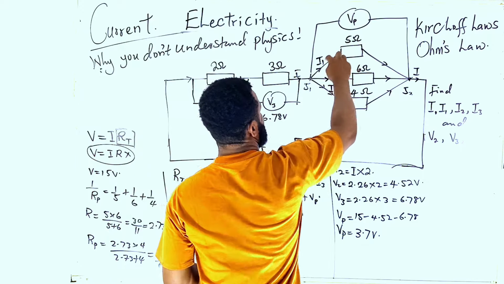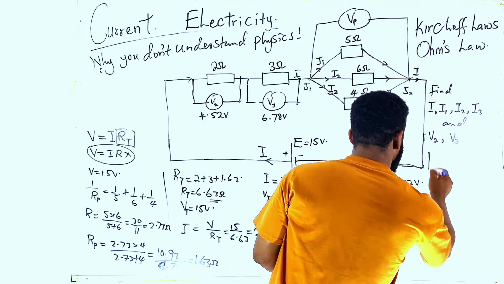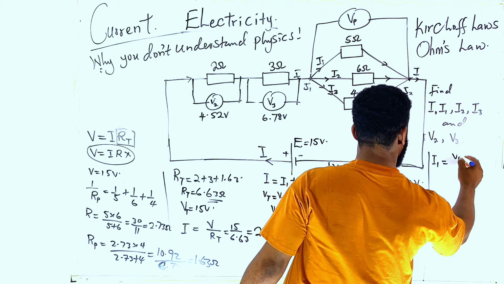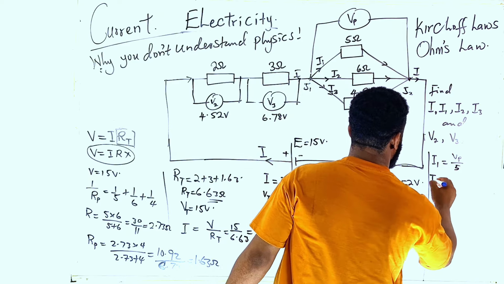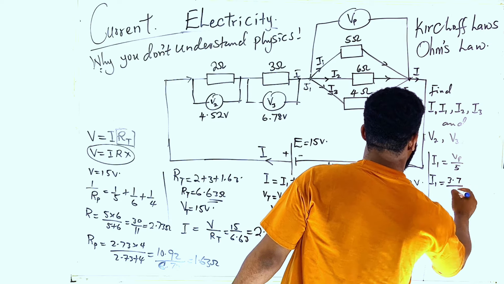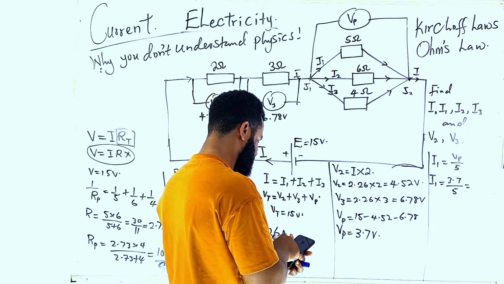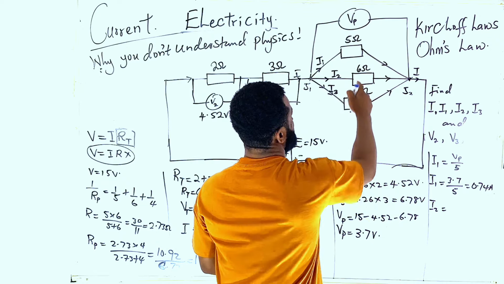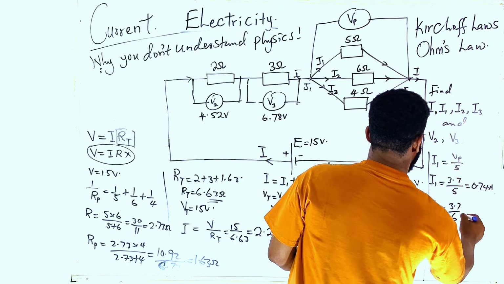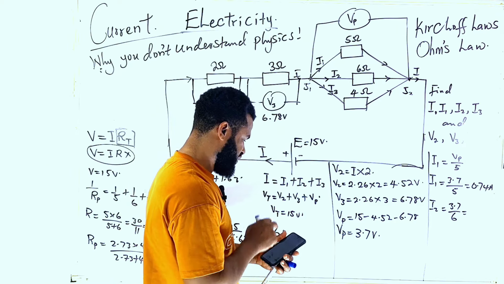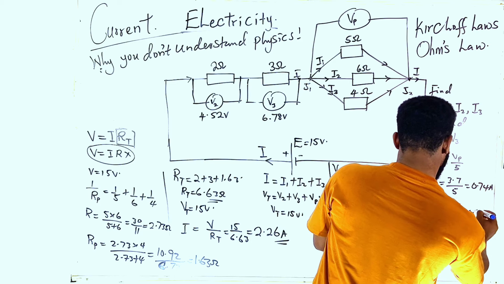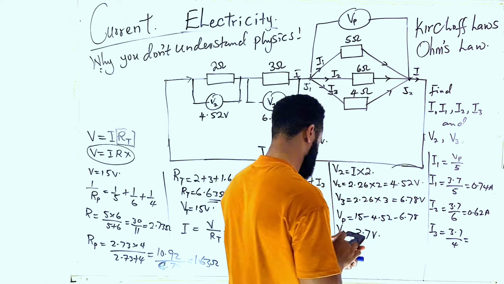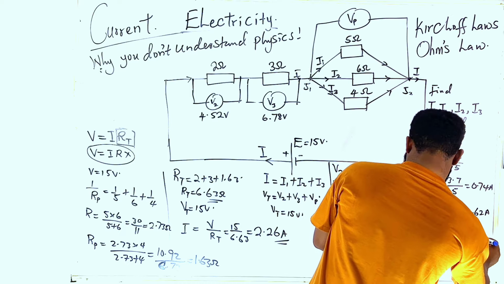So now I have gotten this, I can now find the current here. So let me do it here. I1 is going to be the voltage across 5 ohms, which is VP, all over the resistance across 5 ohms. So the current across that one is going to be 3.7 all over 5, which is 0.74 amps. I2 is going to be the same thing, 3.7 divided by 6, which is going to be 0.62 amperes. Then I3 is 3.7 divided by 4, which is 0.93 amps.